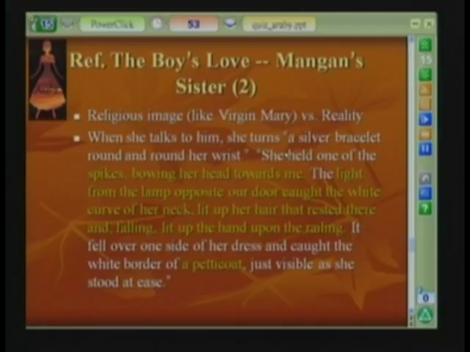For instance, she keeps turning the silver bracelet on her wrist. This is maybe an innocent gesture, but it shows that she cares a lot about the material world, material things, like a bracelet. And then she holds one of the spikes, bowing her head towards the boy. And then there's this description of the light, following the boy's gaze, landing on her neck, her hair, and then her hand, and then it falls over her dress to the petticoat. So basically, it seems that the light, following the boy's gaze, envelops Mangan's sister.